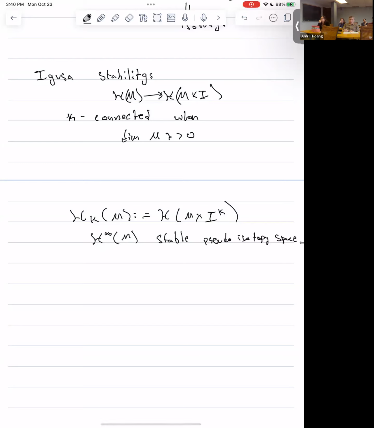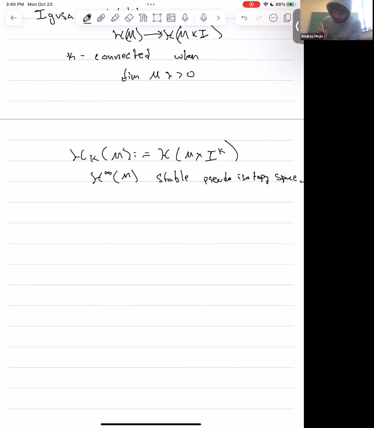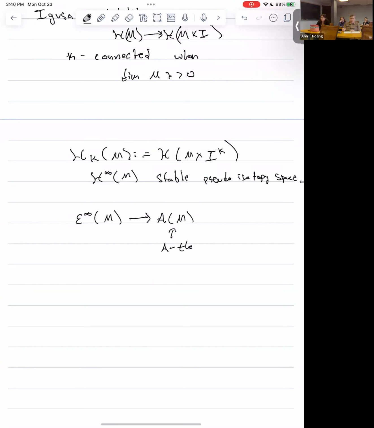Okay, and now we can understand how K-theory enters the picture. So it turns out that when M is a smooth manifold, there is a cofiber sequence that looks like this, where A of M is going to be the A theory of M, which is the K theory of a certain category, which I'll tell you about in just a moment. And it goes to a space called the Whitehead space.